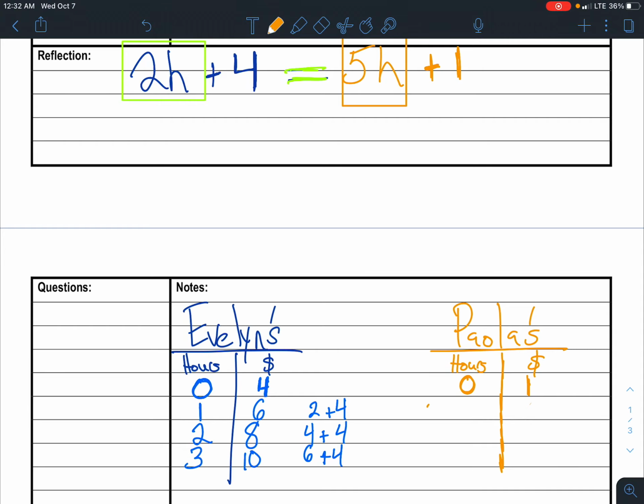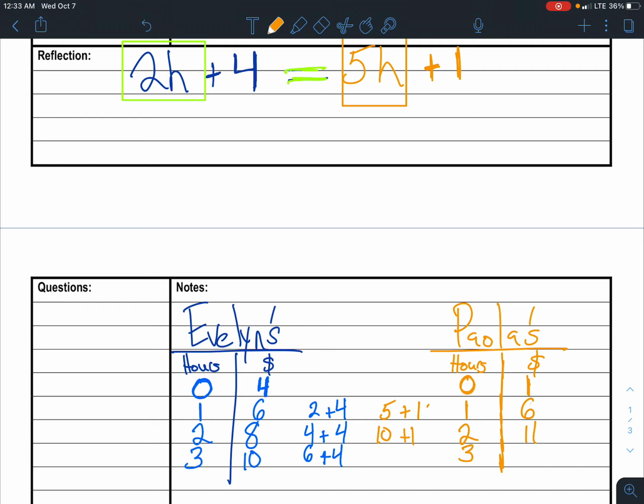Now let's say he goes and decides to bike for 1 hour. He has to pay the helmet fee of $1. But Paola charges $5 per hour. So he biked 1 hour, so $5. 5 plus 1 gives me 6. He goes out and bikes for 2 hours. Helmet fee does not change. But if he's 2 hours at $5 per hour, 5 times 2 gives me 10. He now has to pay her $11.